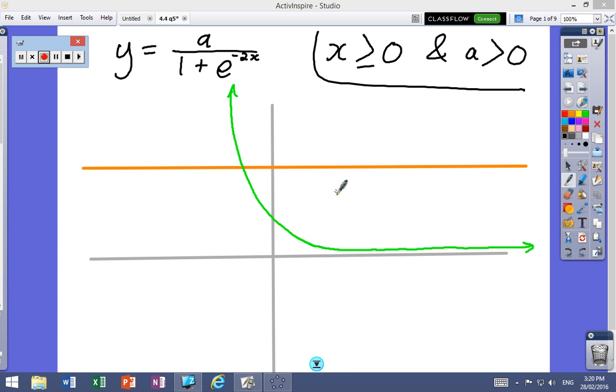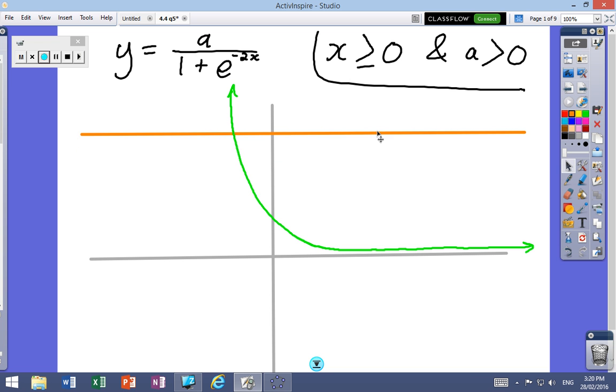Okay girls, this is question 5 from exercise 4.4. We're asked some questions about this function here, y equals a divided by 1 plus e to the minus 2x, where we're told that a is greater than 0. Now what I've done here, just briefly, is to map what a could look like. y equals a would just be a horizontal line, and we're told that it's greater than 0, so that would look like that.